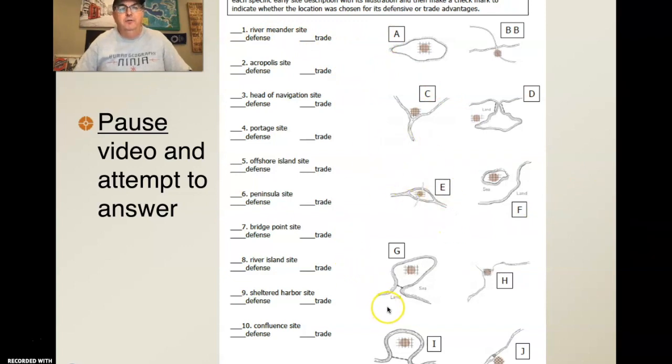I'll help you out with this first one, because a river meander site, this is the river. Meandering means it's bending around. And this is the city right here. So the answer would be I.